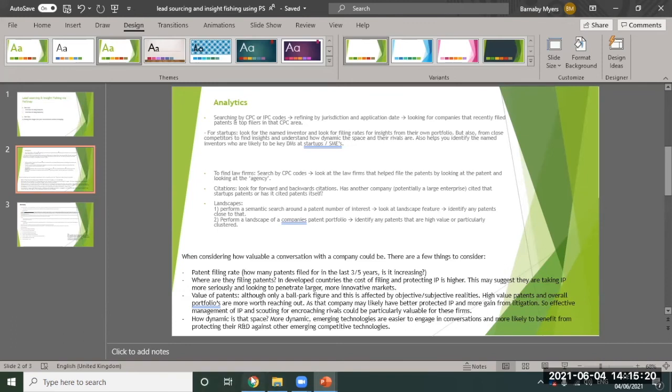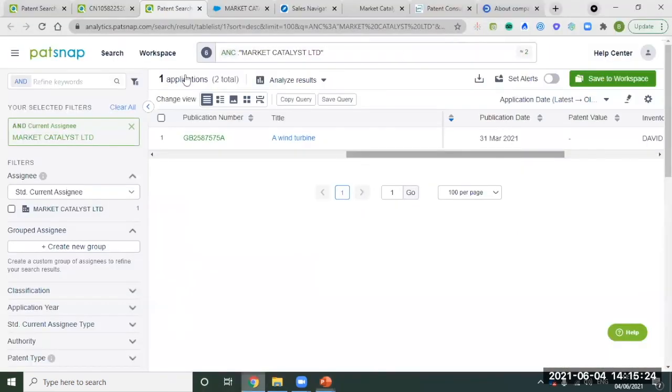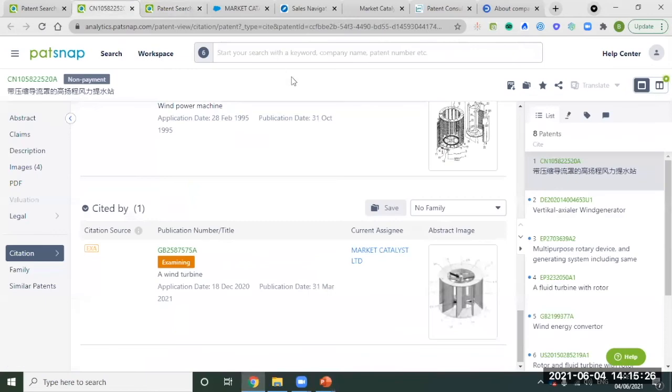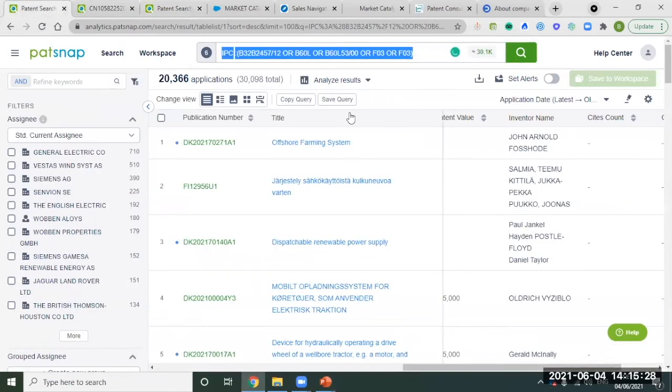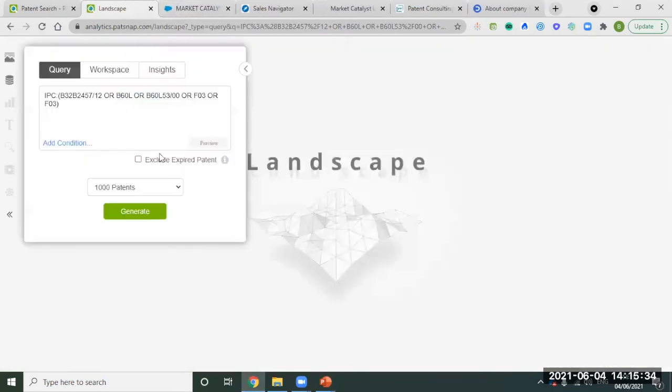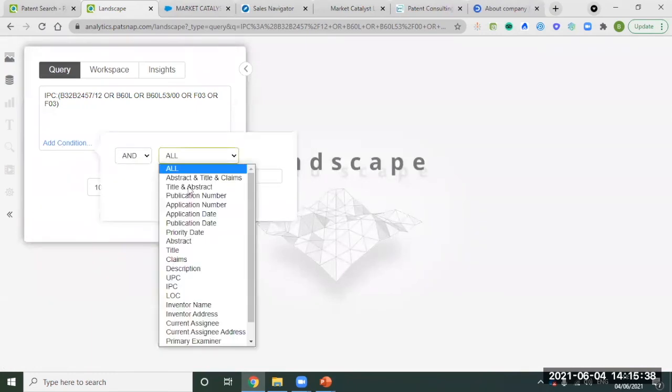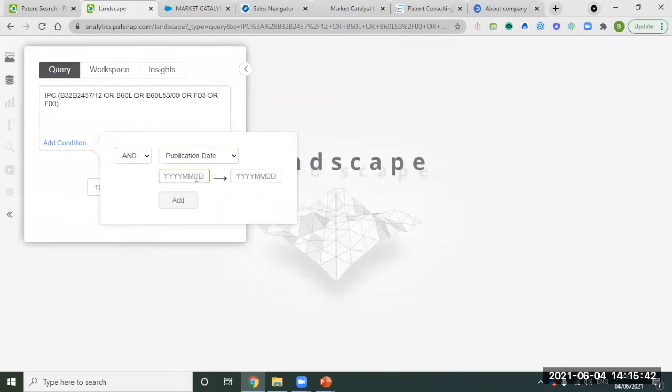Landscape. So we could also perform a landscape. Let's just copy this IPC query that we already made and go into the landscapes. Hopefully, Wi-Fi can deal with this. We can add some conditions, maybe publication date. So perhaps let's do it recently.